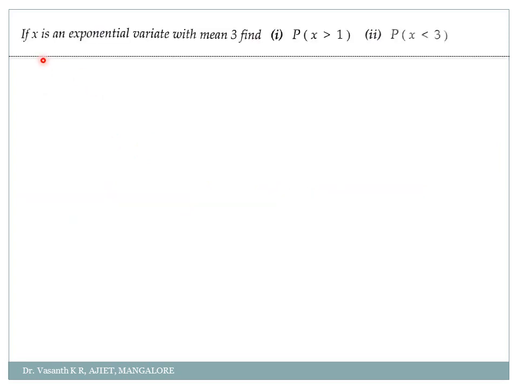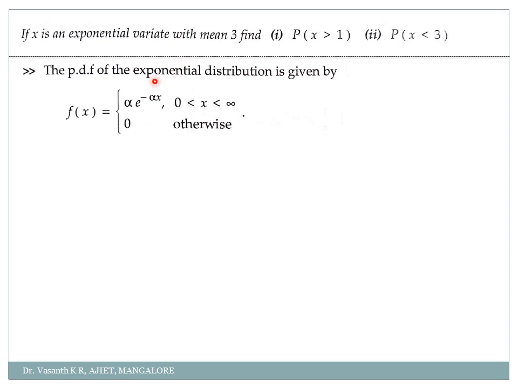So I have a problem over here. If x is an exponential variate with mean 3, find probability of x greater than 1 and probability of x less than 3. Before answering the questions, see which distribution they have asked you to solve. They have asked me to solve this using exponential variate, means exponential distribution. So whenever they ask you exponential, first thing is you have to write the formula. The exponential distribution is given by f of x is equal to alpha into e to the power minus alpha x, where x is between 0 to infinity, right?